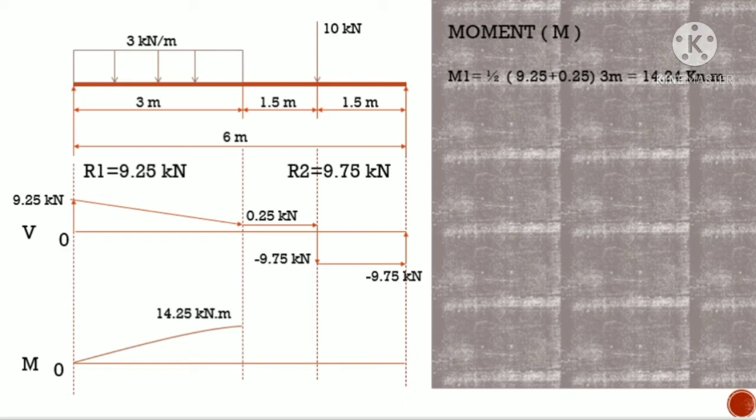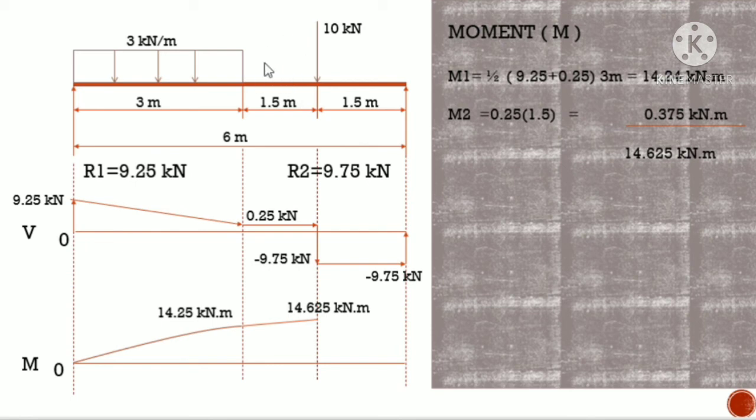So, next is our M2. Ayan. Kung mapapansin niyo sa taas, walang load, 0, from next to 0 is first. Straight, naka-slope siya, naka-slant siya. Okay, explain ko muna bakit naging 14.625. The area of M2, or ang force niya is 0.25 times the distance of 1.5 meters. So, ang value niya is 0.375 kilonewton meter.